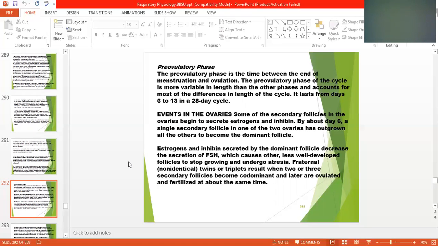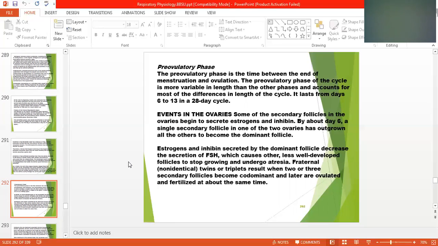In the ovaries, some of the secondary follicles begin to secrete estrogen and inhibin. By about day 6, a single secondary follicle in one of the two ovaries has outgrown all the others to become the dominant follicle. Estrogen and inhibin secreted by the dominant follicle decrease the secretion of FSH, which causes the other less well-developed follicles to stop growing and undergo atresia.